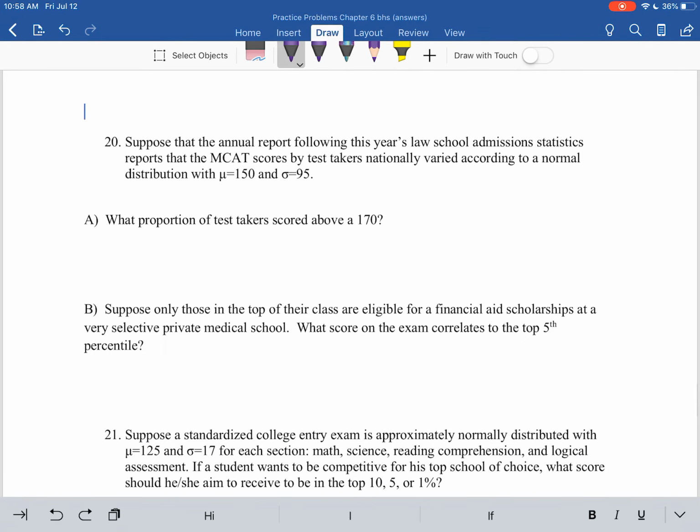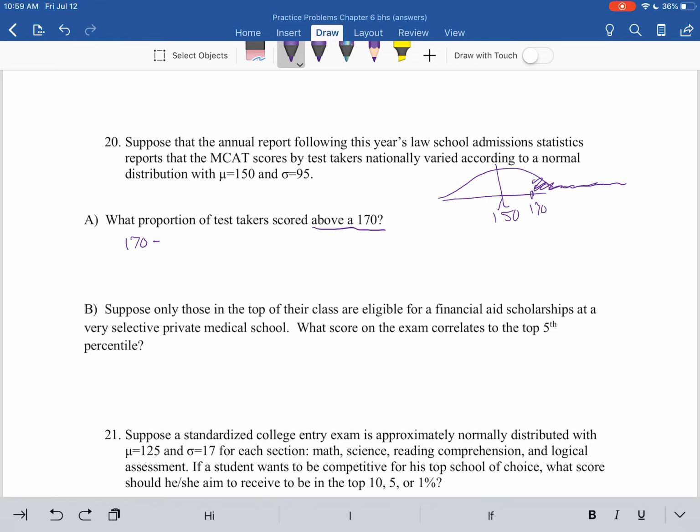Use what's around you. Number 20 here, we have MCAT score given a new mean and a new standard deviation. So we want to know what proportion of test takers score above 170. Keyword here is above. If we want to draw this out, you're going to have your mean 150, and a value, let's say this is 170, but we want to know above. So we want everything over here, because these values are always above 170. So we're going to have to take 1 minus that, because everything in the table is going to tell us from that value and to the left, or less than that.